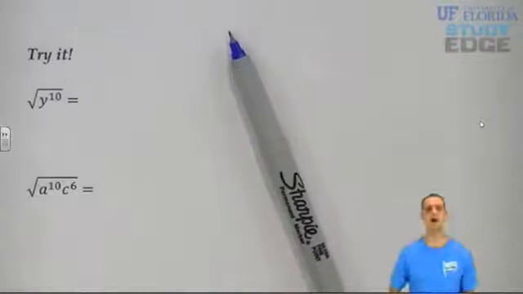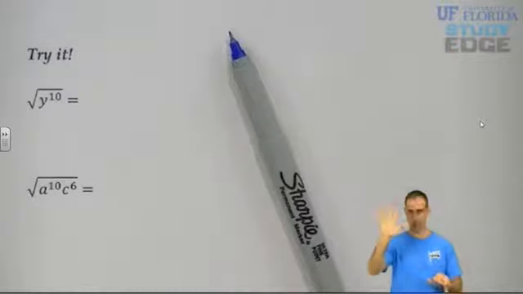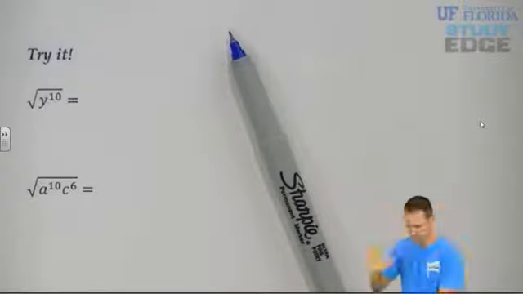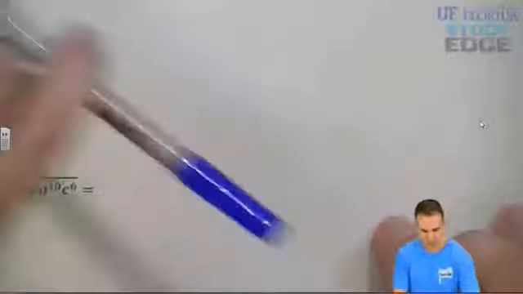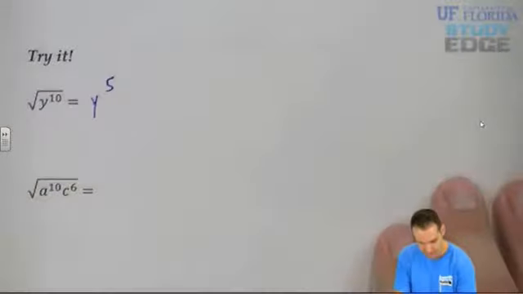Y to the 10th power is y times y, ten y's. How many pairs is that? 1, 2, 3, 4, 5. It's 5 pairs. You have to use your hands for a second. It was 5 pairs overall. So that would just be y to the 5th.